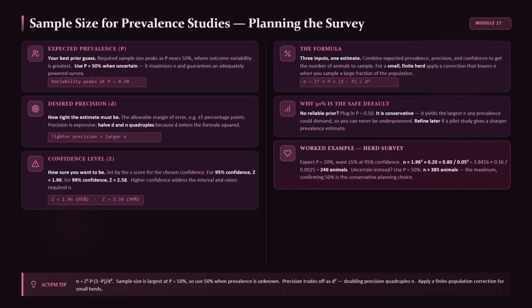Now watch what happens if you're uncertain and default to 50%. The same math with P at 0.5 gives roughly 385 animals, the maximum. That's exactly why 50% is the safe planning number when you're flying blind. So on exam day, spot the 3 inputs. Remember, sample size peaks at 50%, and remember, precision trades off as d squared. Get those and you can defend any sample size you propose.